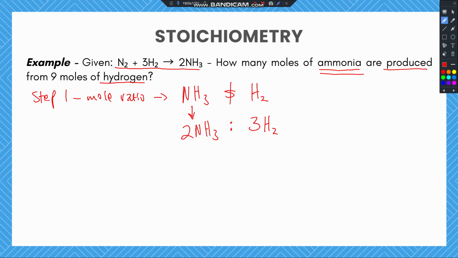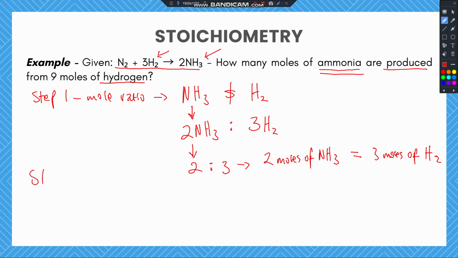So what this simply means is that the mole ratio becomes 2:3. So writing this down in plain English, it means 2 moles of ammonia, which is NH3, is produced by 3 moles of hydrogen H2. You can see hydrogen on the reactant side and ammonia on the product side. So now that we've extracted the mole ratio, step number 2 would be to apply the mole ratio.